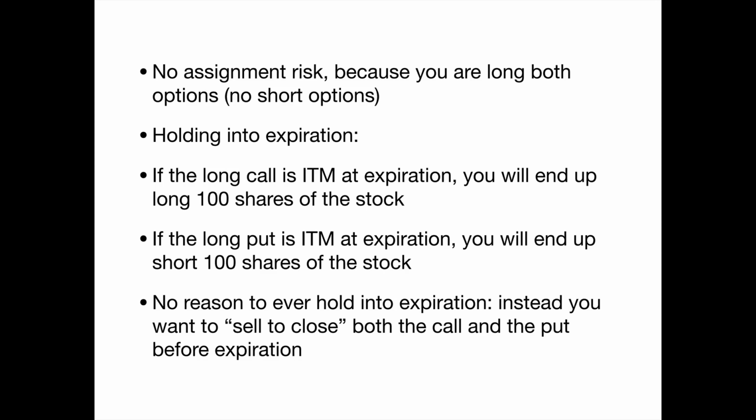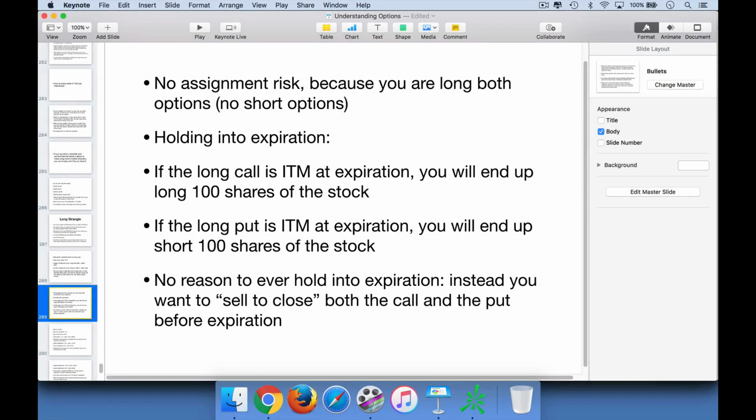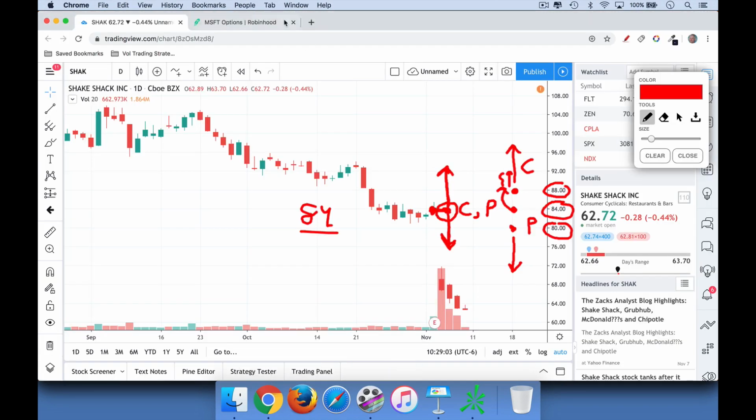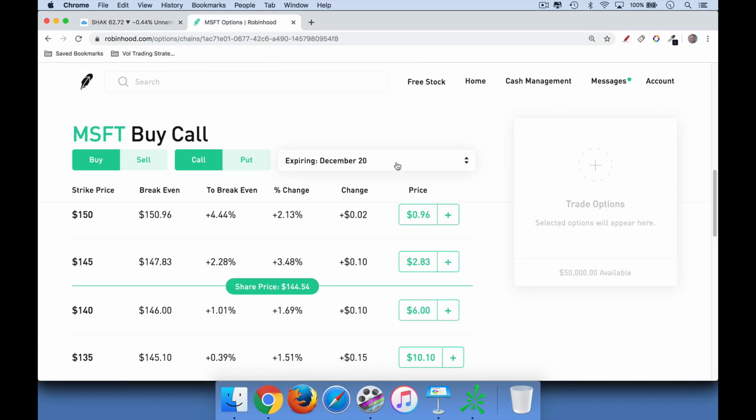And you can do that separately. You can leg out of it, or you can do a single transaction. So let's quickly go. I'll show you how to enter a strangle. So we're going to go to Microsoft here. We're going to look at the December 20th, 2019 calls.